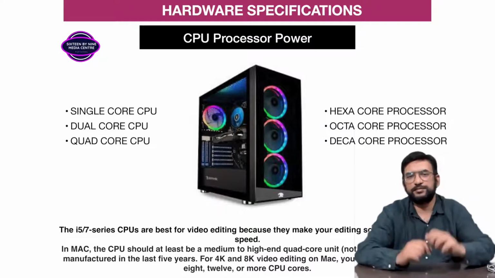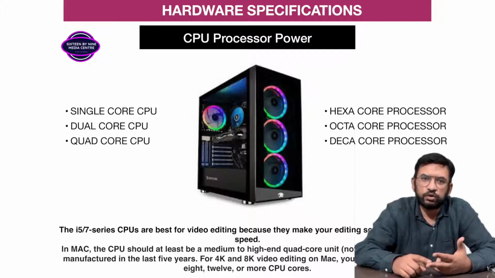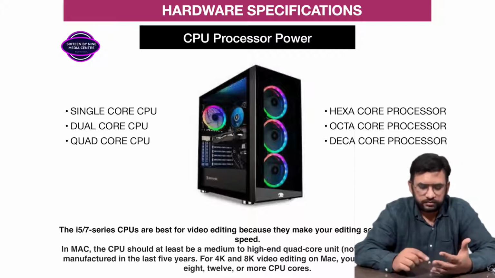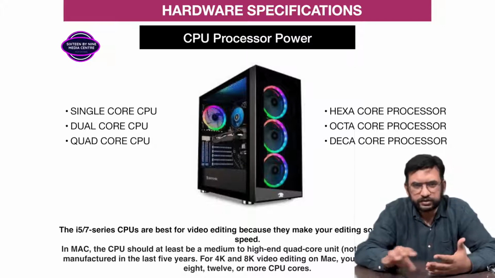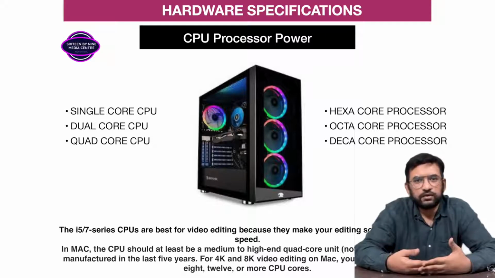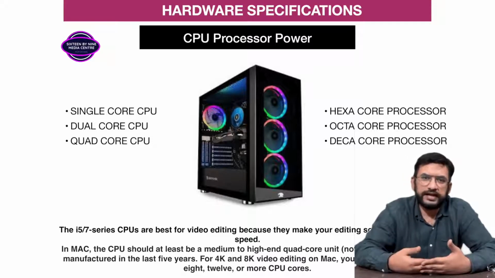There are 6 types of CPU: single core, dual core, core 2 duo, with dual core and core 2 duo put in the same category, which I will explain. Then quad core, hexa core, octa core, and deca core.